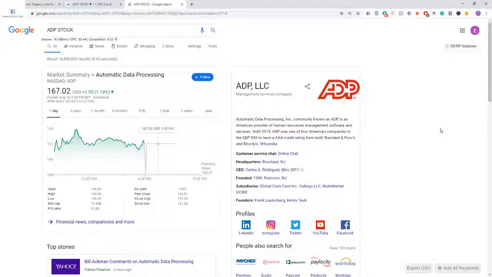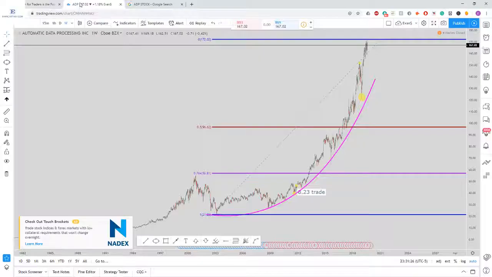That will be more so in the blog post, because what this video will be focused on is the technical analysis side for ADP. They're an S&P 500 stock, and as you can see down here in the little description, until 2014, ADP was one of 4 American companies in the S&P 500 to have a AAA credit rating from both S&P and Moody's. So we will start looking at them. We're going to use the weekly time frame, the daily chart, and the 1-hour chart to see what trade setups have presented themselves.